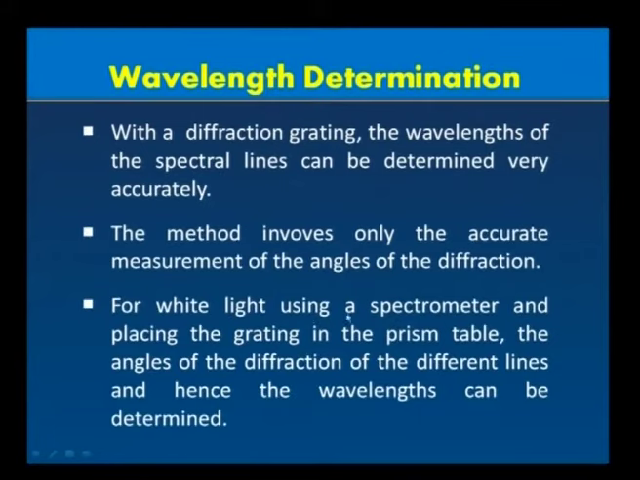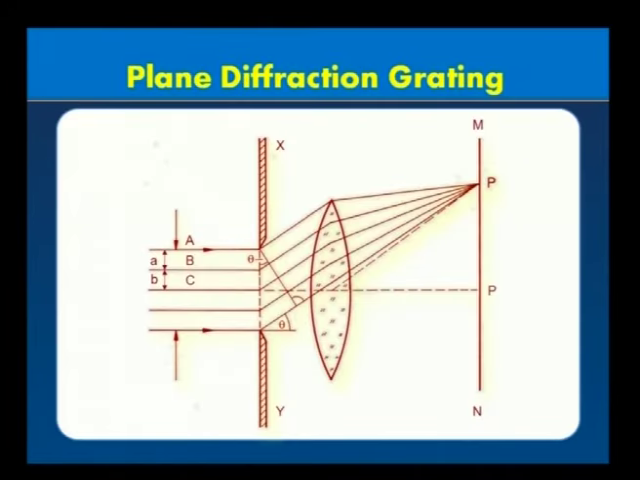You get all the colors. As I told you, the grating is similar to the case of a prism. When white light passes through a grating kept on a spectrometer, you can see all the colors in the order of VIBGYOR. So now let us keep the grating on the prism table. With a spectrometer and white light, placing the grating on the prism table, the angles of diffraction of the different lines can be measured, and hence the wavelengths can be determined using the formula which I showed you just now. Therefore, we have to accurately measure the angles of diffraction. I told you how to measure the angles of diffraction.